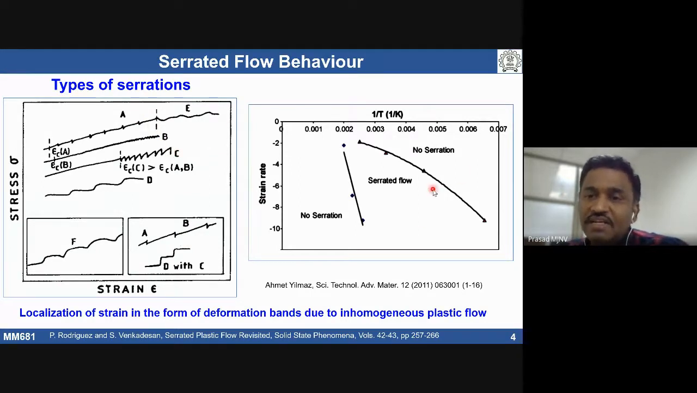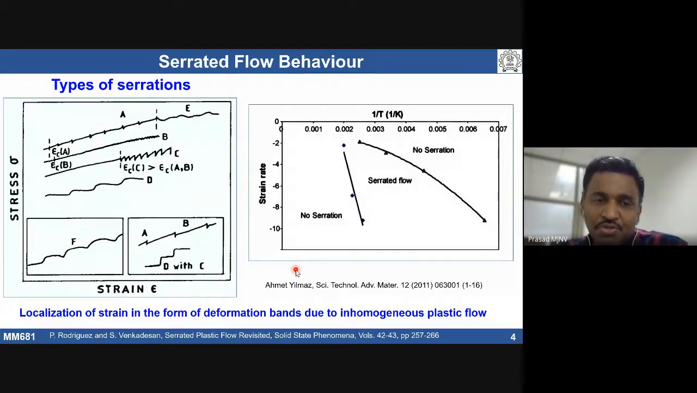Depending on strain rate and temperature, there is a window in which the material can exhibit serrated flow behavior. If we go away from this window, we do not see serrations in the same material. It indicates that dynamic strain aging can occur over a range of strain rate and temperature, but beyond, below and above that window we don't see serrations.